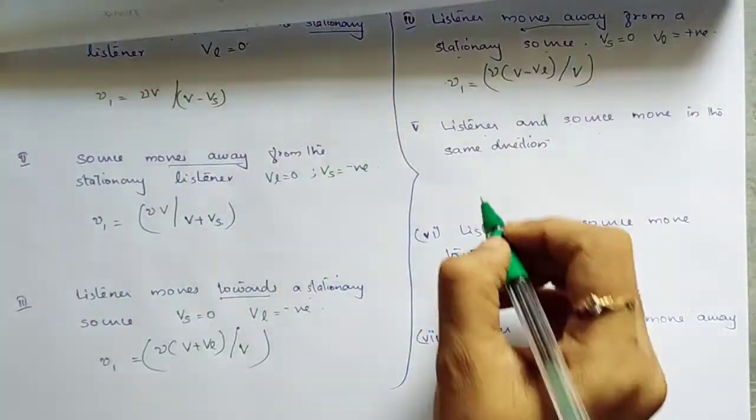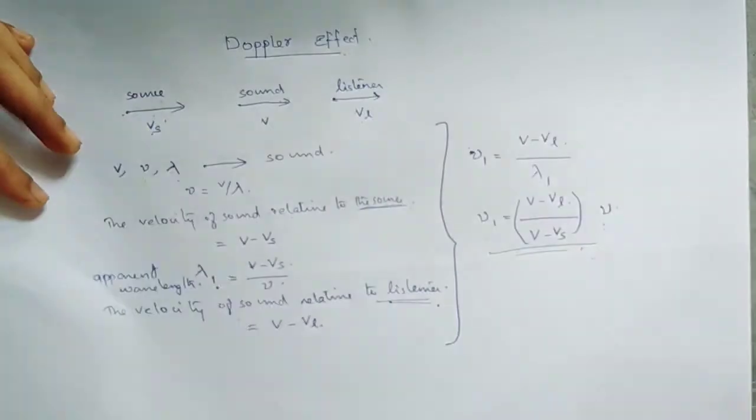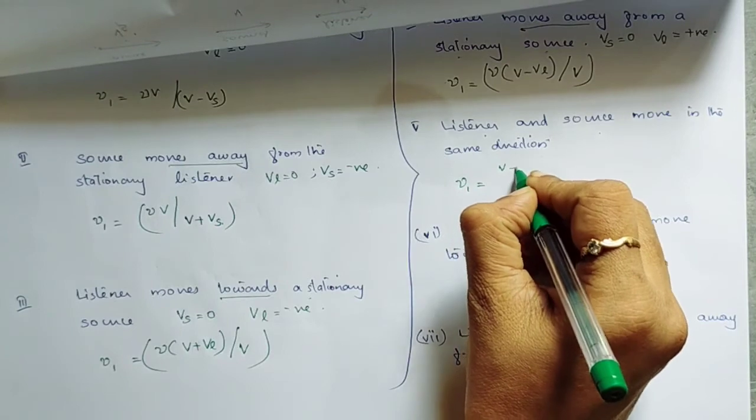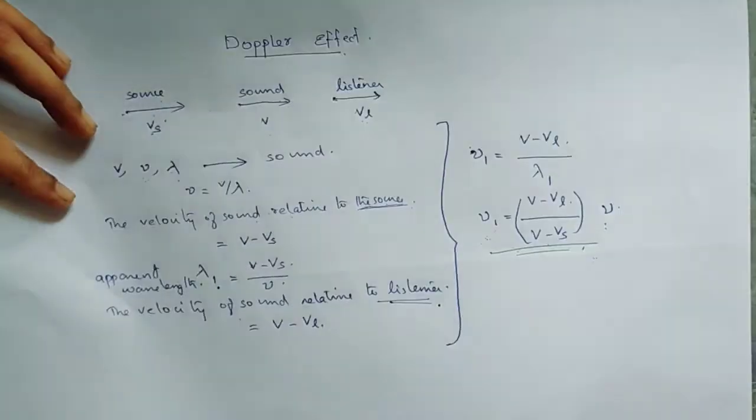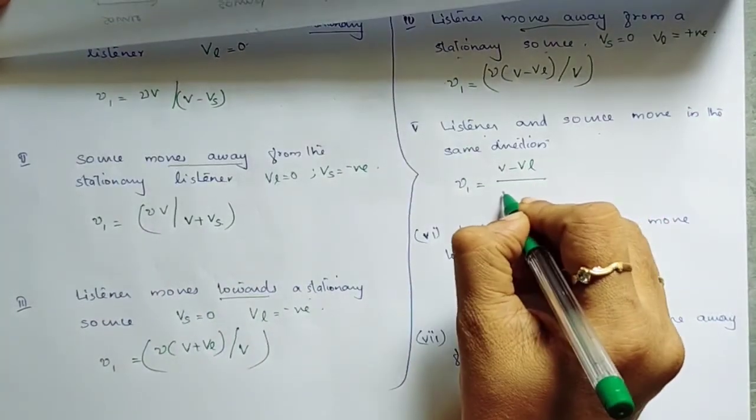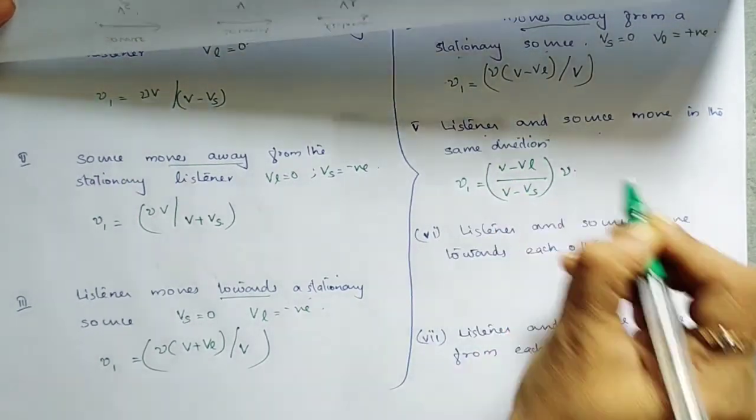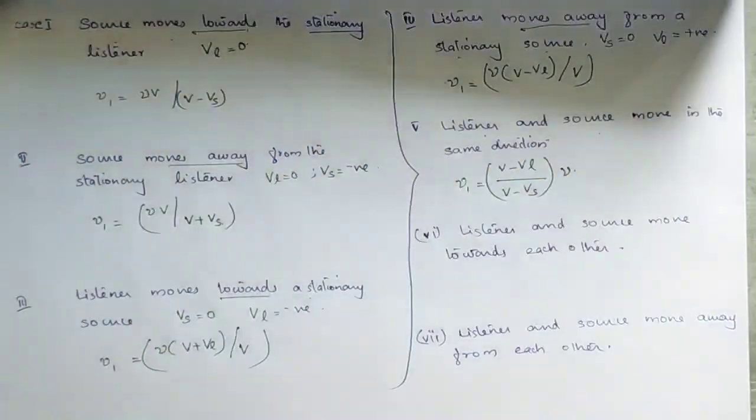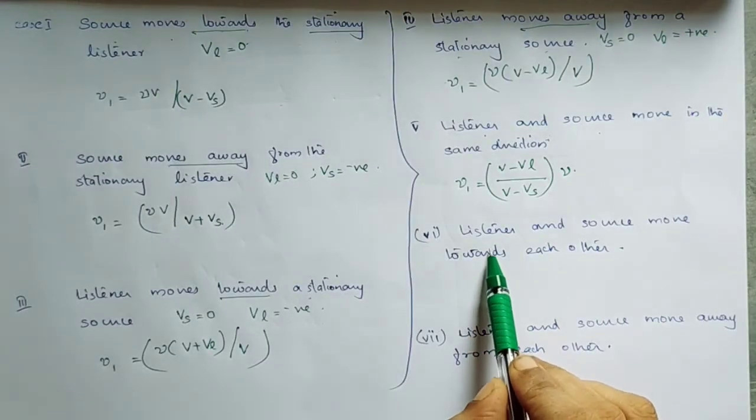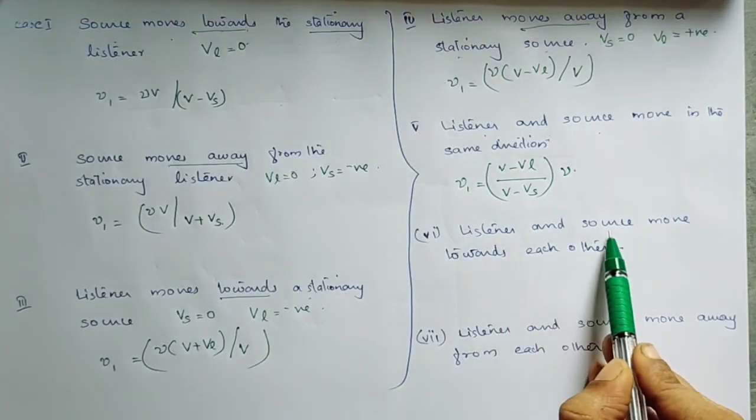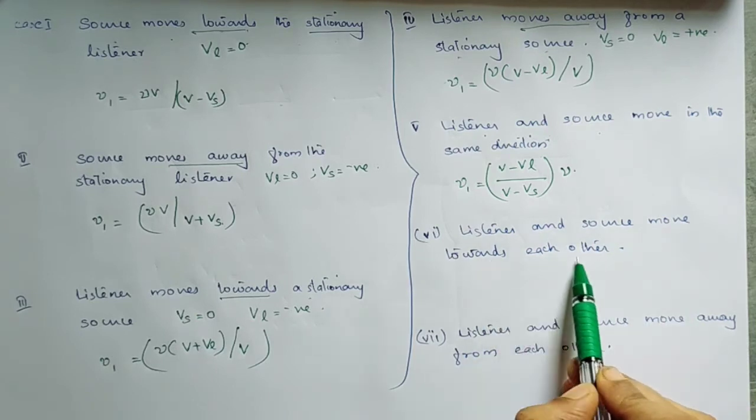nu1 is equal to V minus VL divided by V minus Vs into nu. Okay. Now the sixth case, listener and source move towards each other.